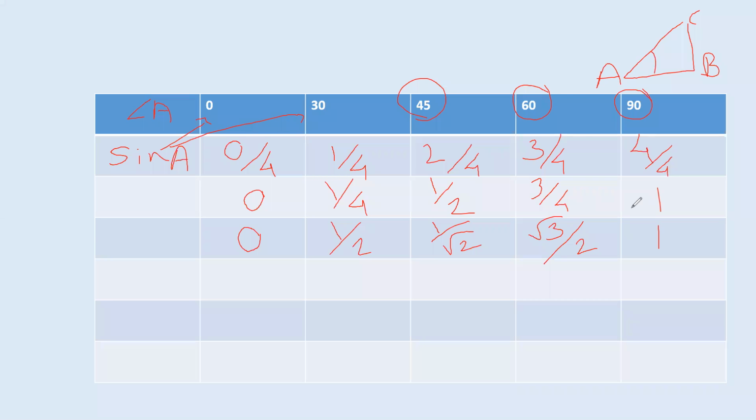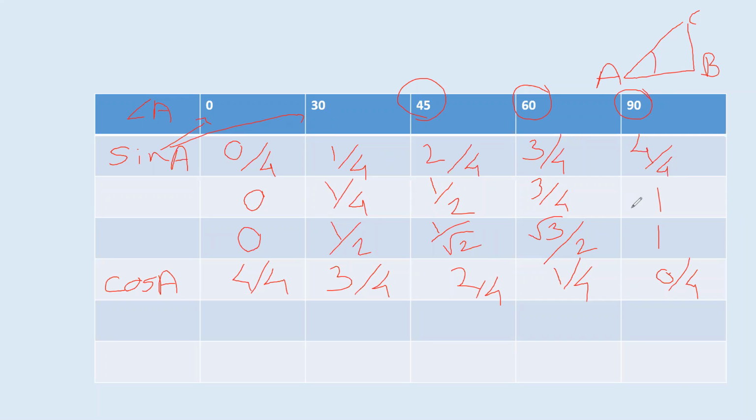Now I am going for cos. Suppose it is cos A, write the reverse of sine: 4, 3, 2, 1, 0. Divide all by 4.